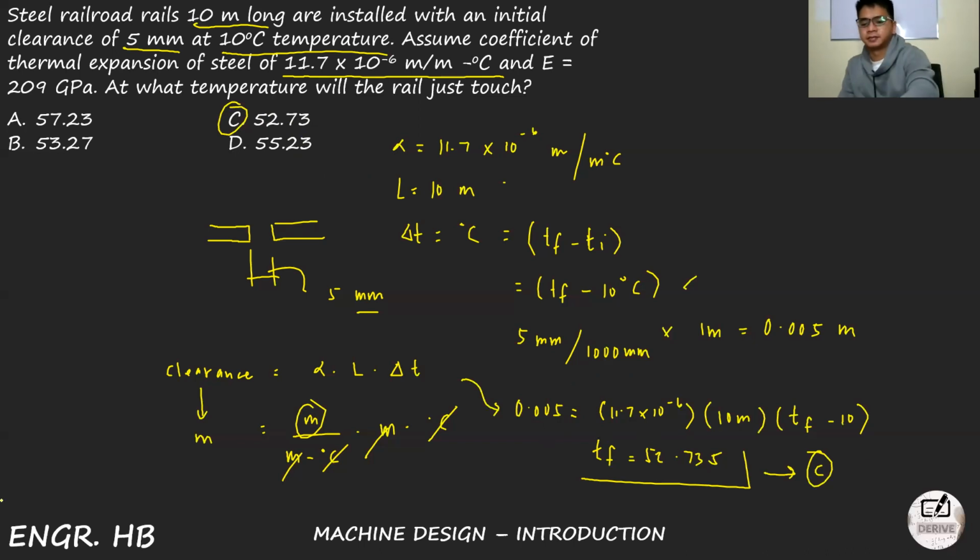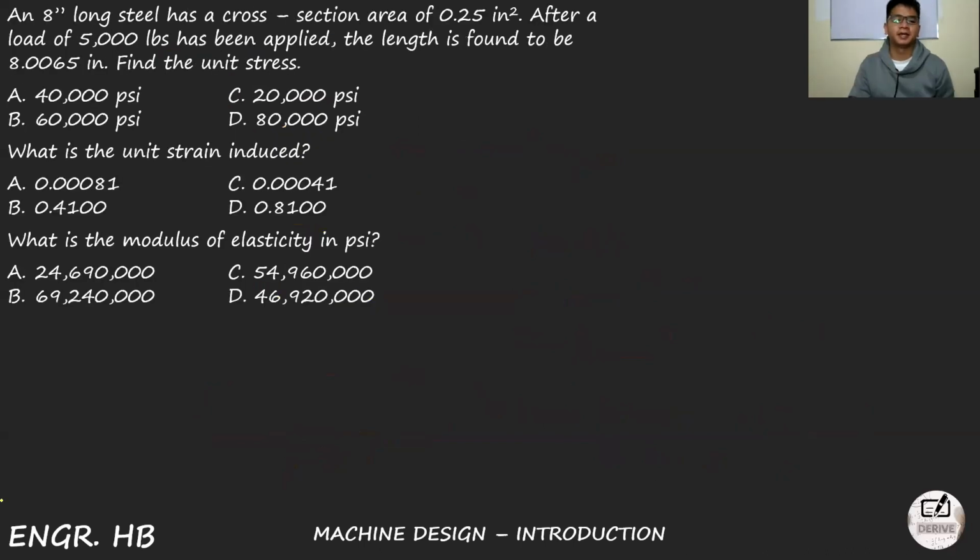Okay, so ayan. Dito na tayo sa last item. Pero mukhang medyo mahaba to. Pero halika, tirahin natin to. Itong tanong na to: An 8 inches long steel has a cross-section area of 0.25 square inch. After a load of 5,000 pounds has been applied, the length is found to be 8.0065 inches. Find the unit stress. So I will draw first the scenario.